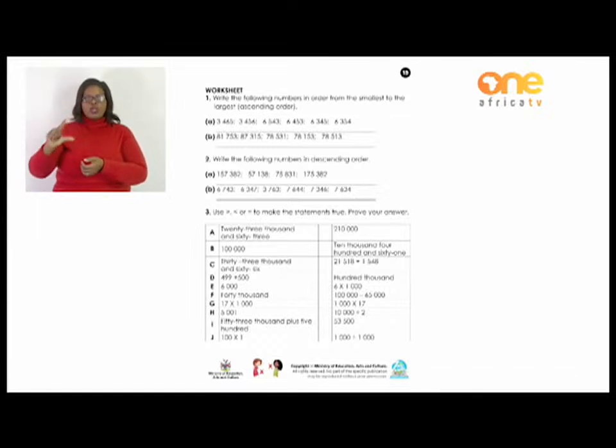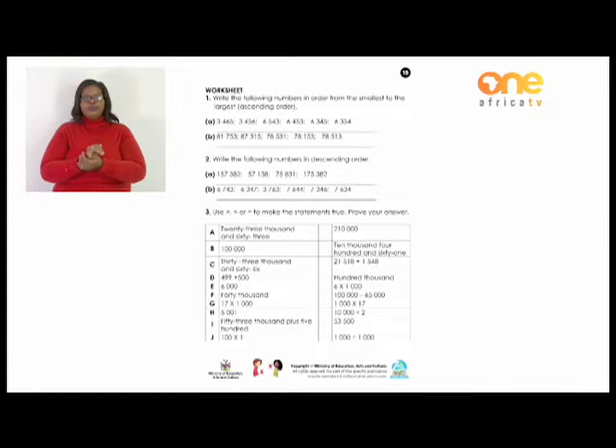So the numbers are there, under A and B, so you have to arrange them. That is arranging. Number two, you need to write the following numbers in descending order. So you are going to arrange numbers from the biggest to the smallest under A and under B. We go to the third question, which you need to use the three signs to make the statements true or to prove your answer.